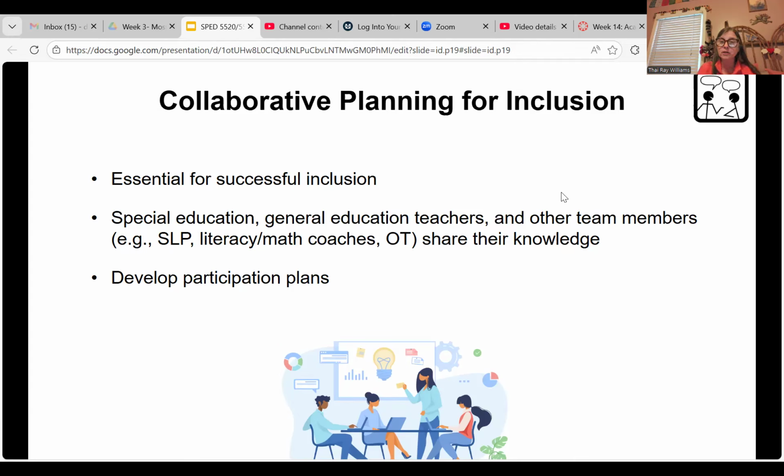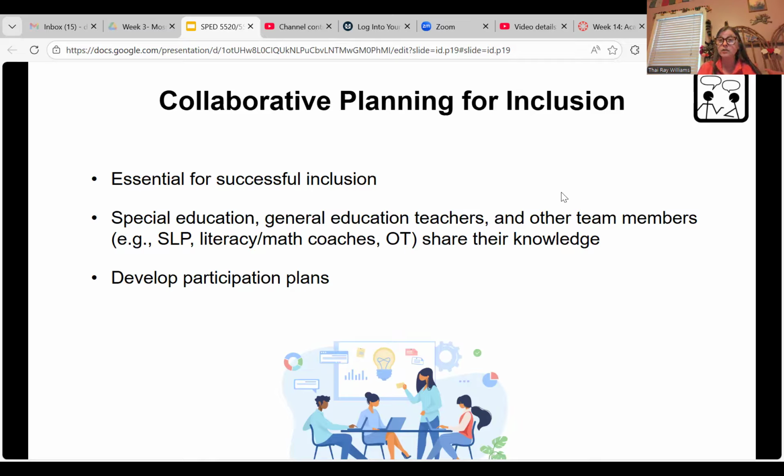And so you want to make sure that you're doing that collaborative planning, that you have the special ed teacher, the general ed teacher, and any other team members that are required. That could be a speech and language pathologist. You might have literacy or math coaches in your school or school district, occupational therapy, or it could be someone like a PE or a music teacher, or even playground monitors, depending on where you are as far as confidentiality and what kind of support is being provided. Those types of people may need to be part of our collaborative planning if they are providing services in those inclusive settings or they're assisting us in planning for that inclusion.